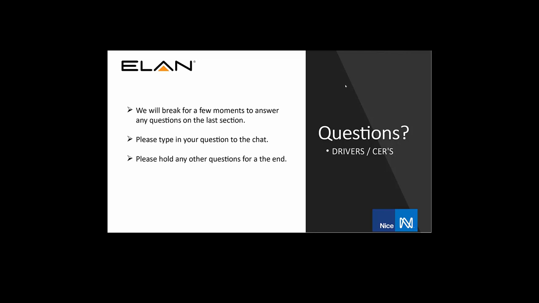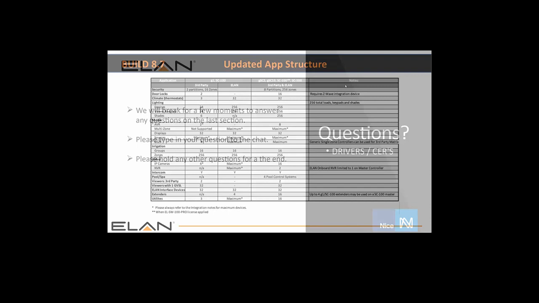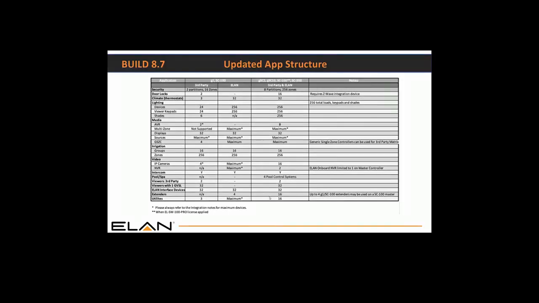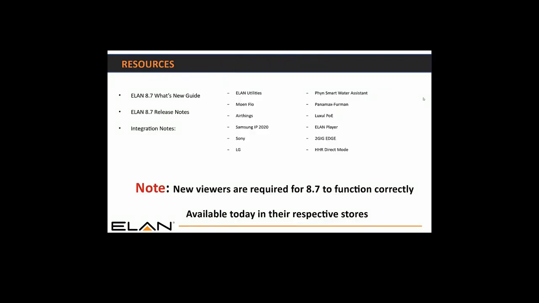Well, we're pretty much at the end. We ran 5 minutes over, but here's the new updated app structure. This one has utilities built in there, so that's why it's updated. You should know, again, all the documents you should take a look at: the What's New guide, the release notes, and all the integration notes. I actually printed them out so you can see them. Remember, if you're updating to 8.7, which right now looks like next week, you must update all the viewers. That's the phones, the mobile devices, as well as PC and Mac viewers. You've got to update them all, or some things will not work correctly.